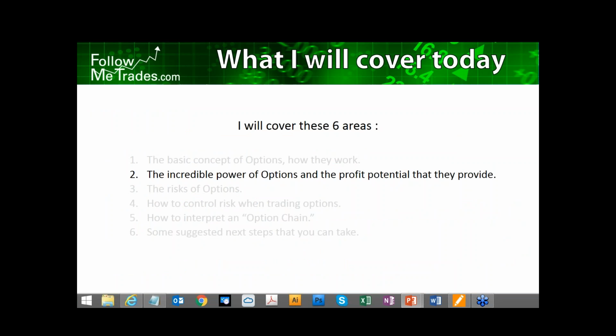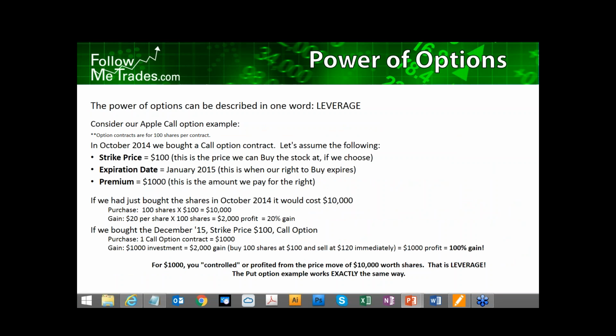Okay. So let's first look at the incredible power, right, and the profit potential that options provide. And that power, it can be described in one word. It's leverage. So let's think about this Apple call option, the first example I gave. And here's a note, this is important. Option contracts are for 100 shares per contract. So when you buy one call option contract for Apple or for any other stock or ETF, that's the right to buy or sell 100 shares of the stock at the agreed price.